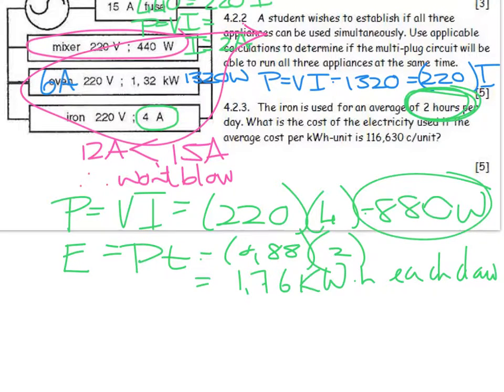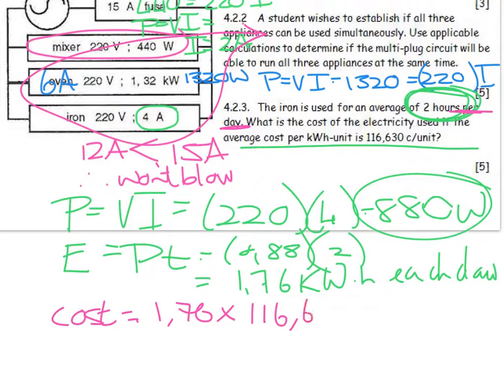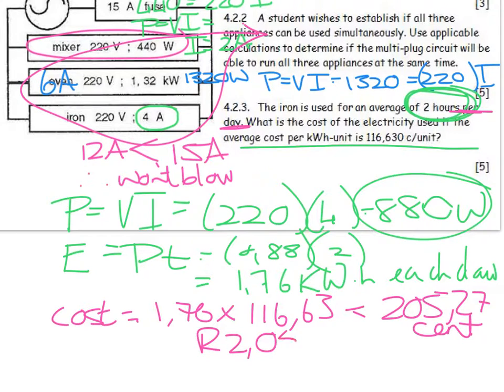They don't say per week, per month, per year over here. What is the cost? Over here they've said per day, so we're going to cost it out per day. And the cost is equal to 1,76 kilowatt hours multiplied by 116,63 cents, and that turns out to be 205,27 cents. If you left it like that, perfect. If you decided to change it into rands, that is also absolutely fine.